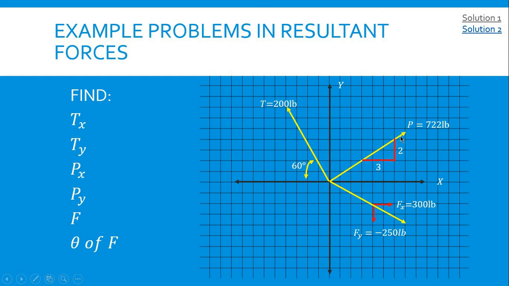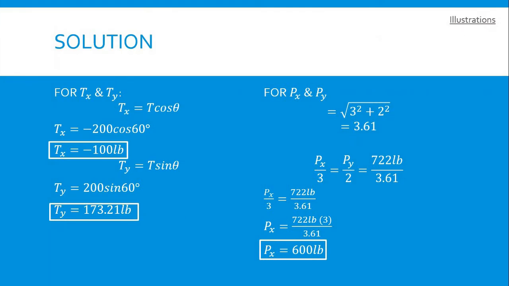For solving P of x and P of y, in the illustration we can see that the force P, which is equal to 722 pounds, is in the first quadrant, which has a right triangle whose sides are 2 and 3. So we must first get the hypotenuse of this right triangle. Using the Pythagorean theorem, we substitute 3 and 2: square root of 3 squared plus 2 squared, which is equal to 3.61.